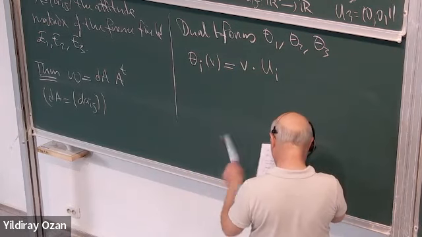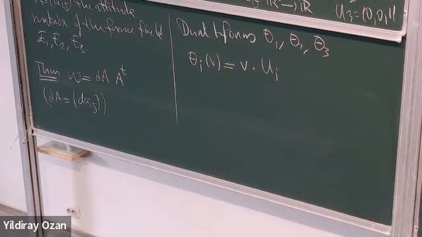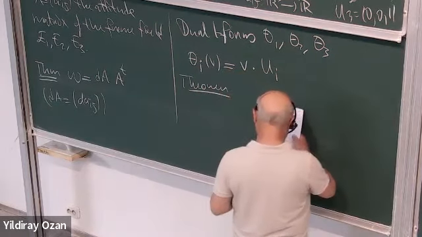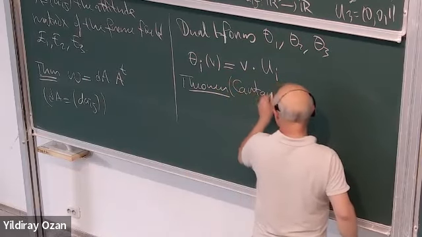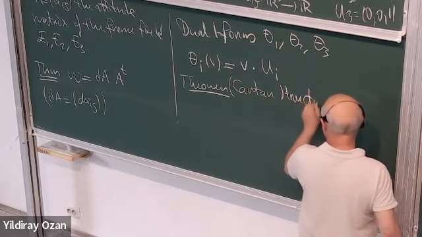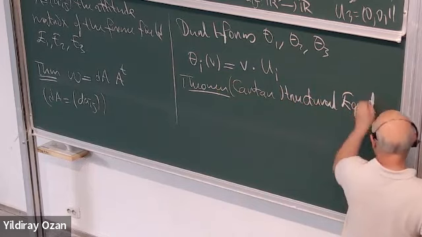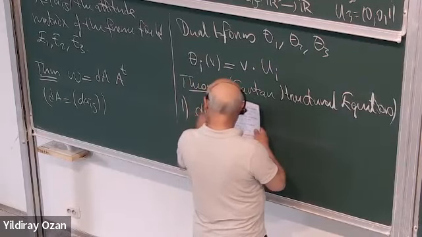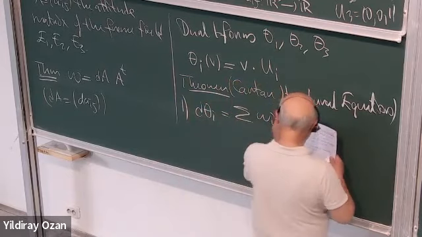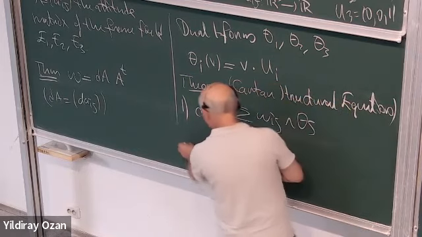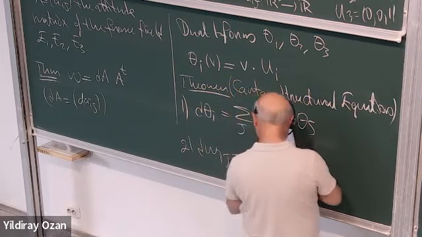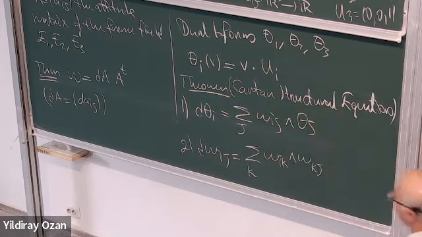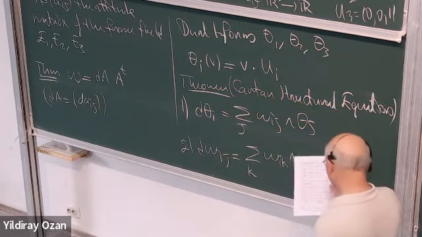And then we had the so-called structural equations. We had this theorem, Cartan structural equations. The first one is this. The first structural equation is d theta i is just the sum over j of wij wedge theta j. And the second one is dwij is just the sum over k of wik wedge wkj. You just multiply the matrix w with itself.